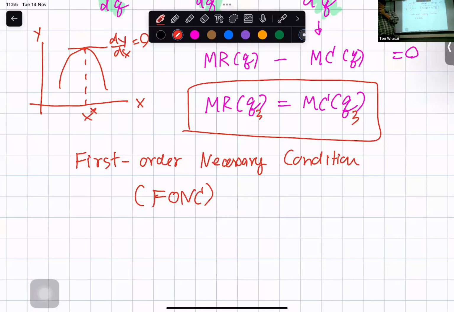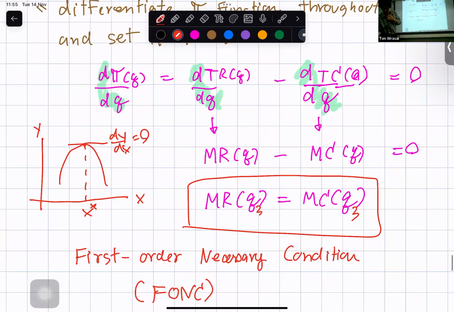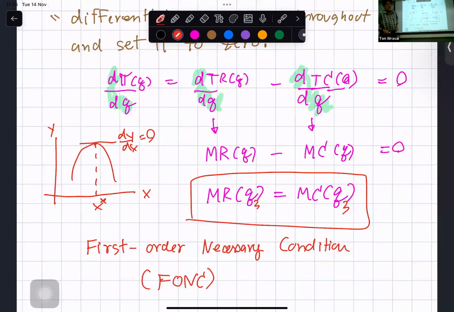Don't worry, this will not be in the exam. I just tell you about this for your own knowledge. Okay, all right. That's the first order condition.